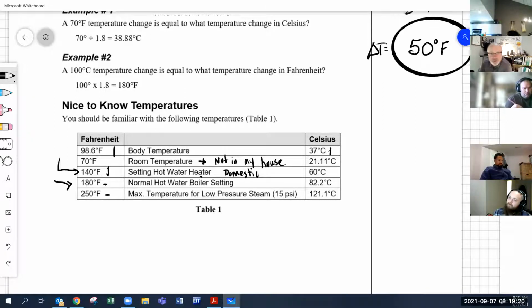Maximum temperature for a low pressure steam boiler, 15 PSI is the pressure max. And there's the temperature for that. I'm sure Marty's going to tell you all about those at some point in your heating class.